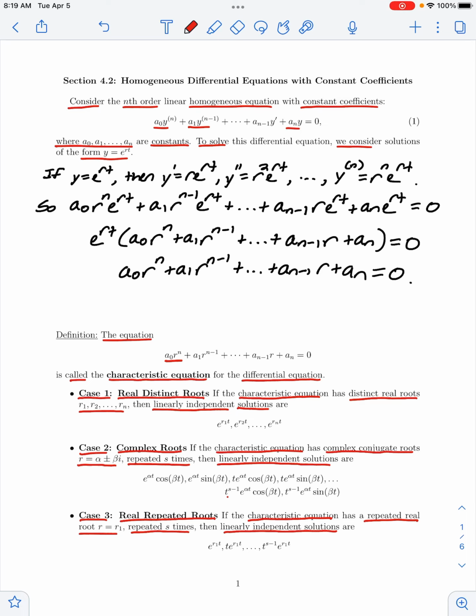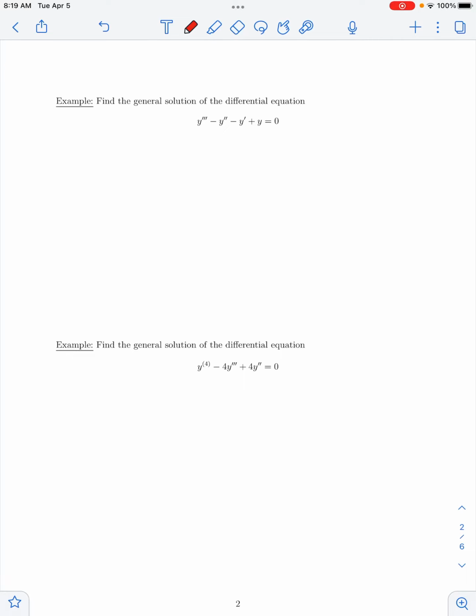So let's look at some examples making use of this approach. We see that it's very similar to what we saw in chapter 3. In this first example, we are asked to find the general solution of the differential equation shown here. We have here a third order linear homogeneous equation with constant coefficients.